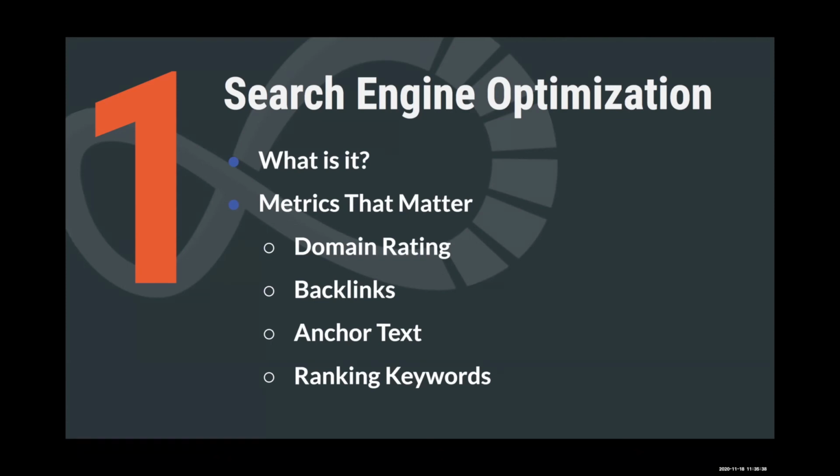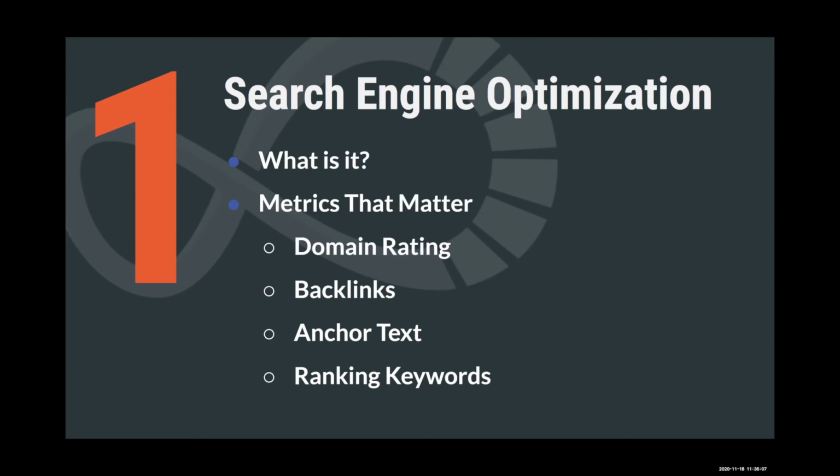So the metrics that matter, we boiled it down to these four here. And really, we probably could do entire webinars on some of these in and of themselves, but we're going to kind of try to talk to them on a high level to make sure that everyone is familiar with what these things are and how you can manage them. So we're going to talk about domain rating or domain authority, backlinks, the anchor text, and ranking keywords.